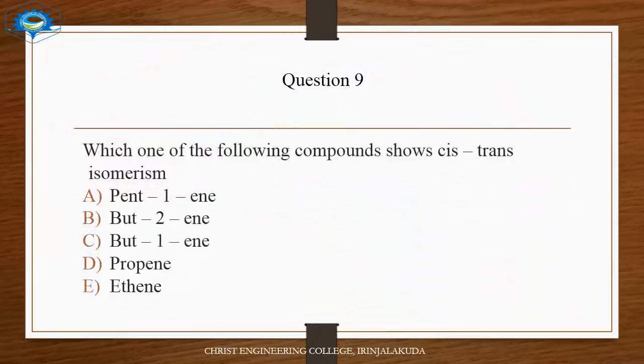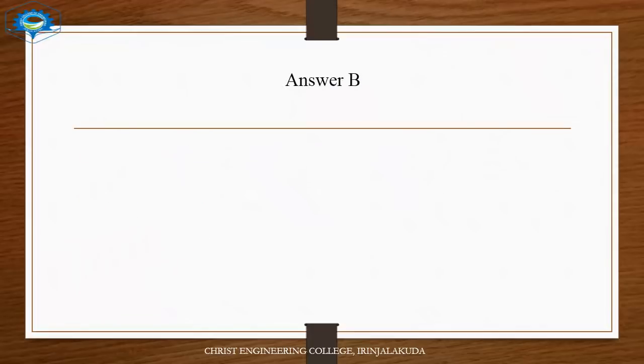Question number 9. Which one of the following compounds shows cis-trans isomerism? Option A, pent-1-ene. Option B, but-2-ene. Option C, but-1-ene. Option D, propene. Option E, ethene. Which one shows cis-trans isomerism? The answer is B. This type of isomerism is also called geometrical isomerism.